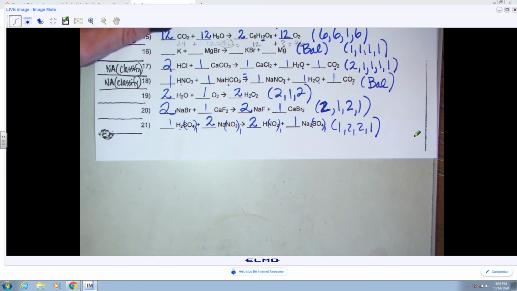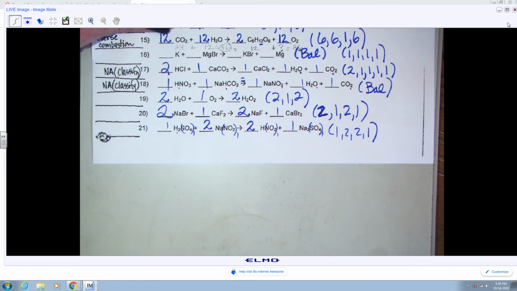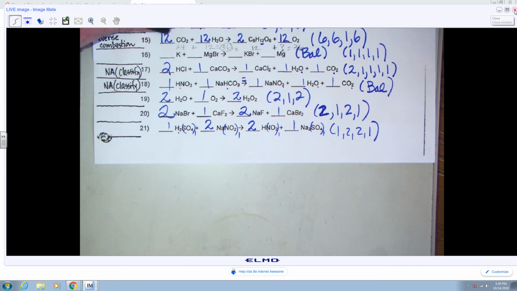Okay. So that's it for the guided practice on balancing equations. We'll talk about these a little bit more as we move on in the unit.